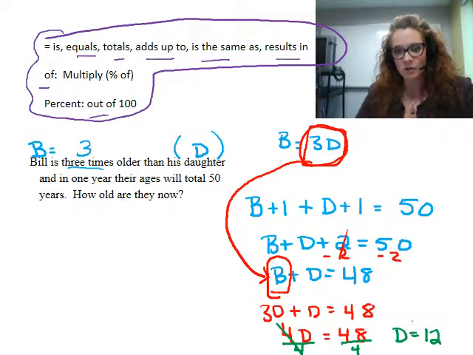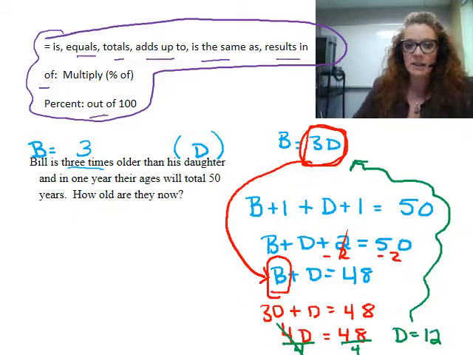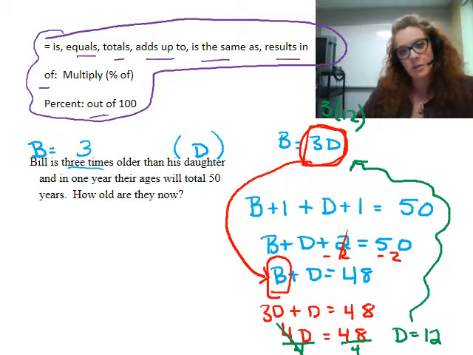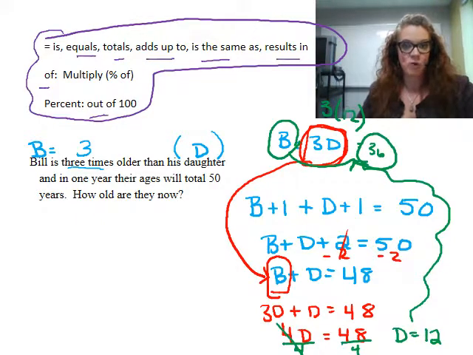So now, remember this original equation. If D is 12, how old is B? 3 times 12, my picture's covering this up, 3 times 12 is 36. So the dad, Bill, is 36. Cool, hey?